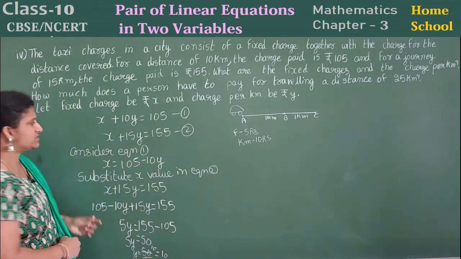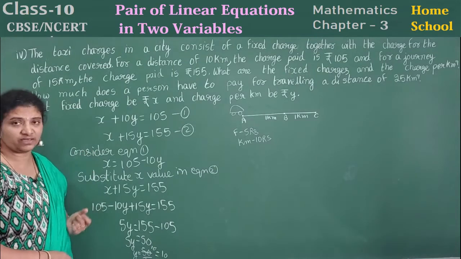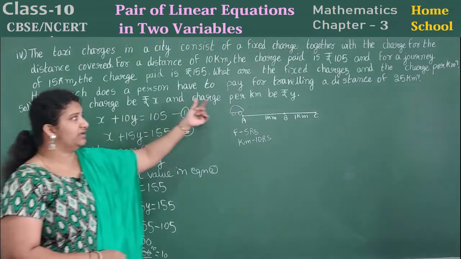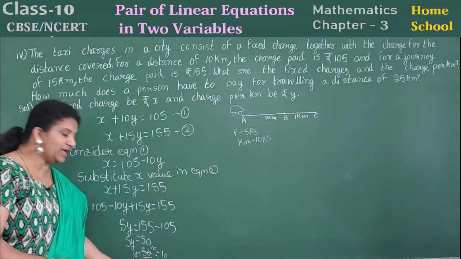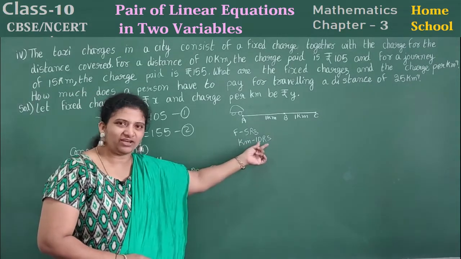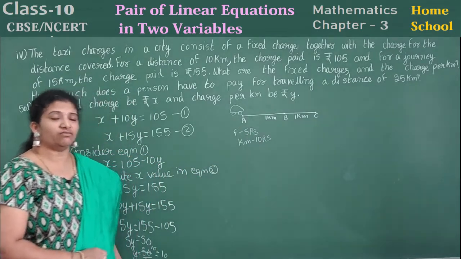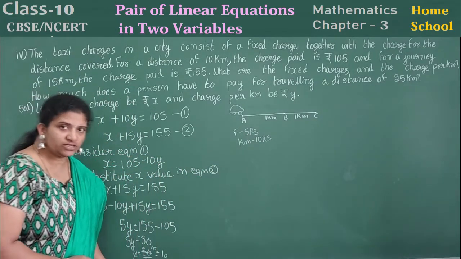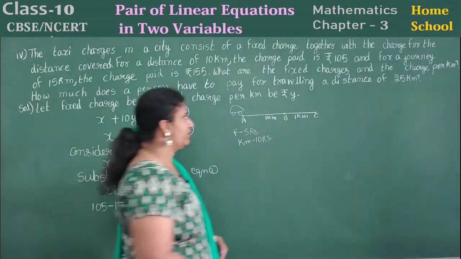So what is this y here, children? What is the charge per kilometer, what are we saying? That is y. So every kilometer charge is how much? 10 rupees. Unknowingly we have taken the 10 rupees only here. So y we got, then what we need to do? Substitute this y in any one of the equations and get the x value.